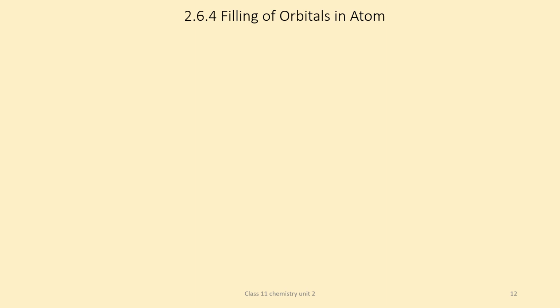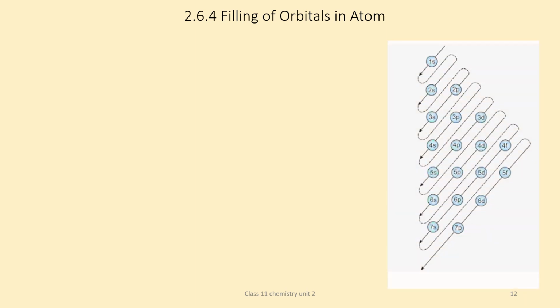Filling of orbitals in an atom. The filling of electrons into the orbitals of different atoms takes place according to the Aufbau principle, which is based on Pauli's exclusion principle, Hund's rule of maximum multiplicity, and the relative energies of the orbitals.